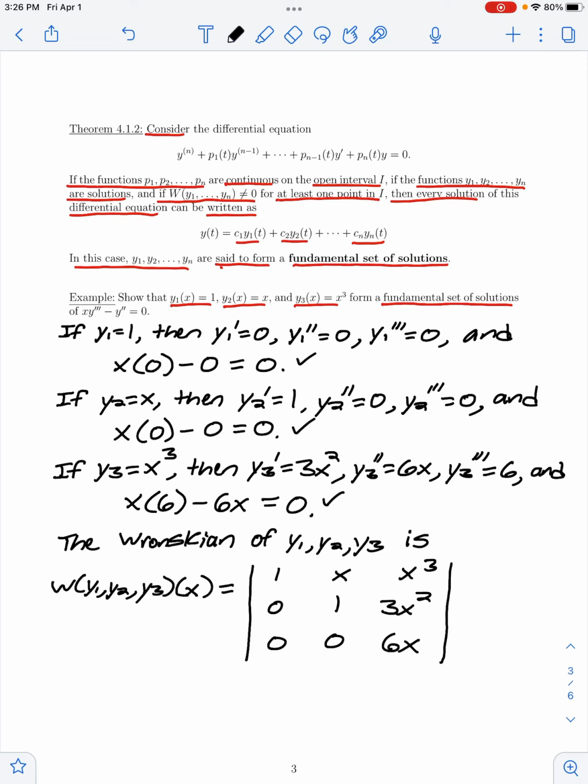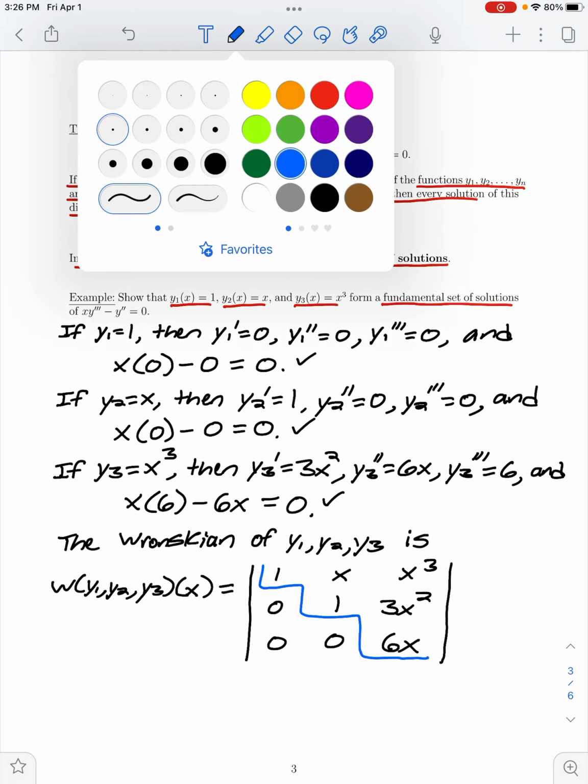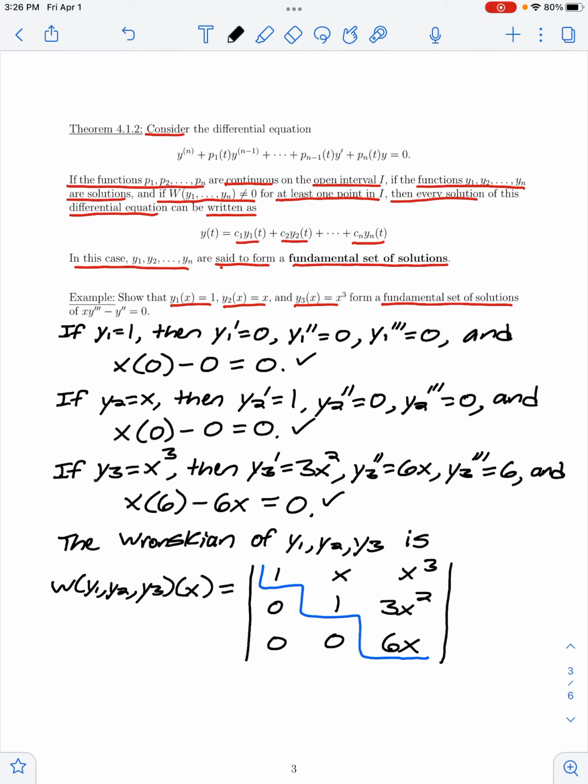So here, we take our determinant by either using a cofactor expansion or we see that this is an upper triangular matrix. From linear algebra, the determinant of such a matrix is the product of the diagonal entries, 1 times 1 times 6x. So we have a Wronskian of 6x, which is certainly not equal to 0.